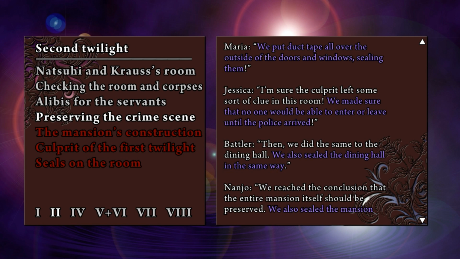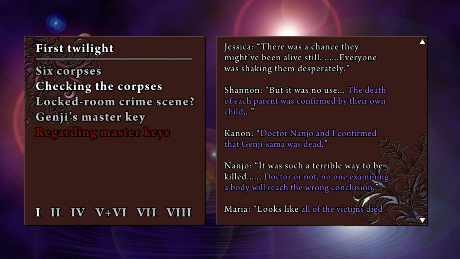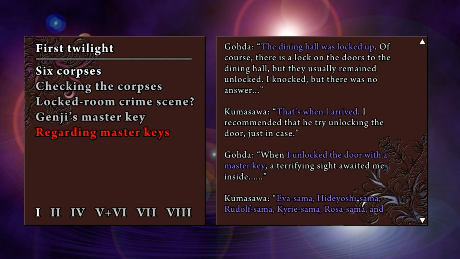No, well, she probably should be included. Well, actually, no, wait, hold on a second. No. No, I think that's pretty much it. Should I include the Nazi and Kraus in this? But even then, we also have Nanjo who is confirming that. No. You know what?